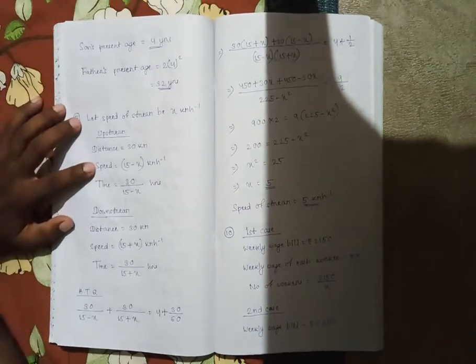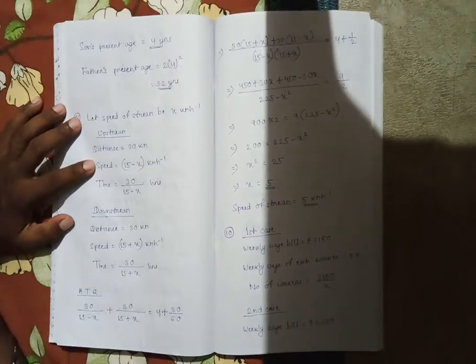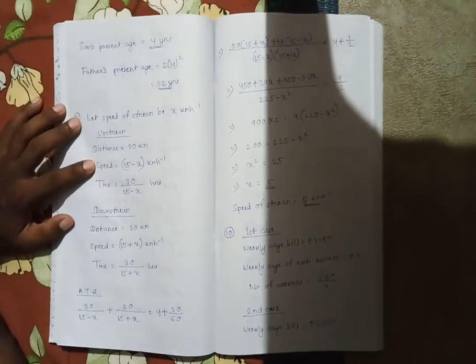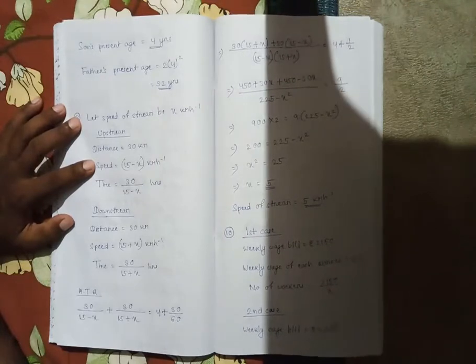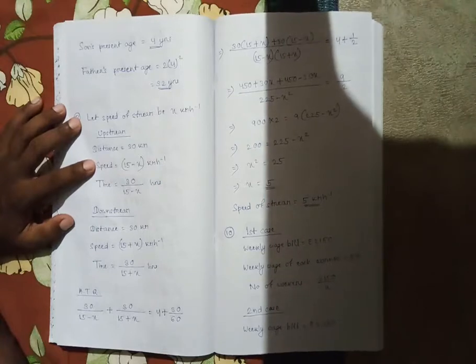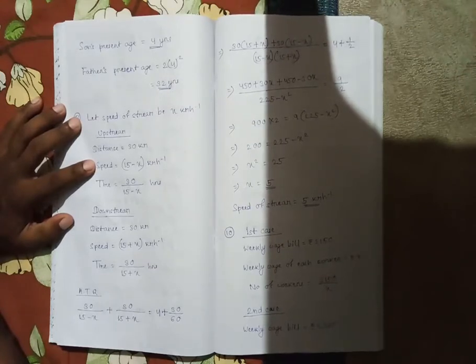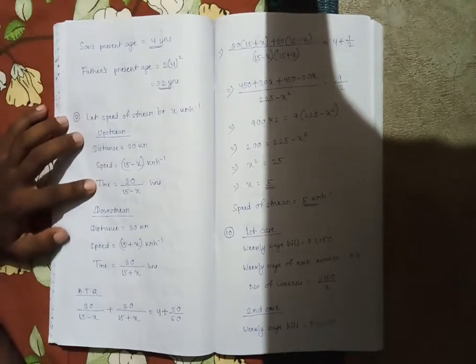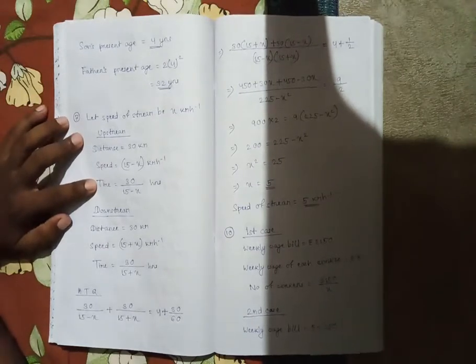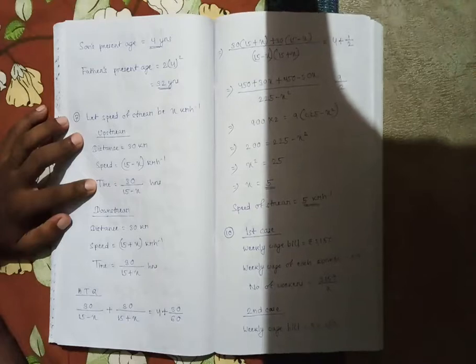Now effective speed. The speed of the boat in still water is 15 kilometers per hour. But when it goes upstream, it has to face the flow of water. It has to go against the flow of water. So its speed will decrease. So its effective speed will be 15 minus x, means speed in still water minus speed of stream, 15 minus x kilometers per hour. Now time will be distance by speed, that is 30 by 15 minus x hours.